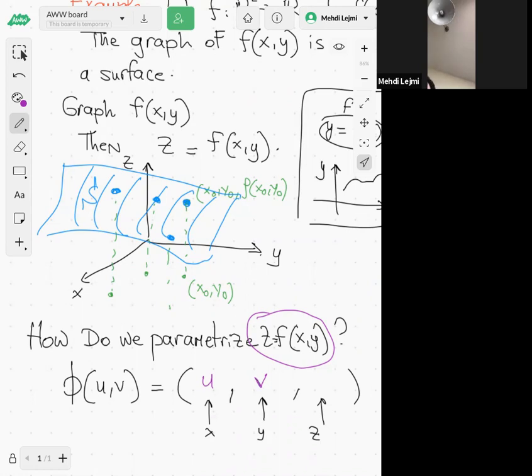Now, for z there is a restriction, and the restriction is this one here: z must be equal to f of x, y. But we said x is u and y is v, so that will be f of u, v. So you see, guys, how I parameterize the graph of this function f of x, y. That's the simplest way, of course. There are infinitely many ways to parameterize a surface, but this would be the simplest way to parameterize the graph of this function f.